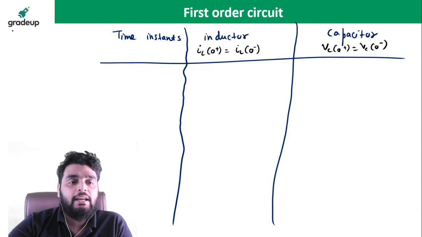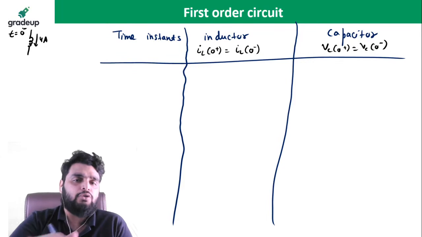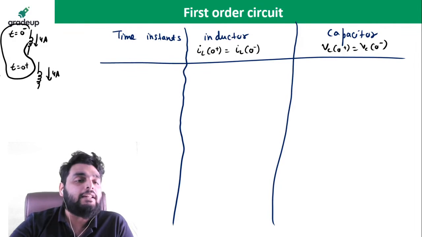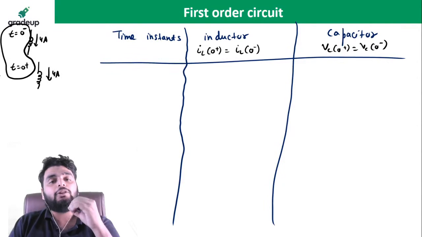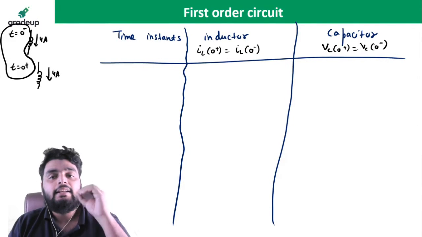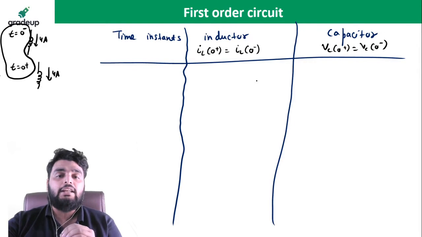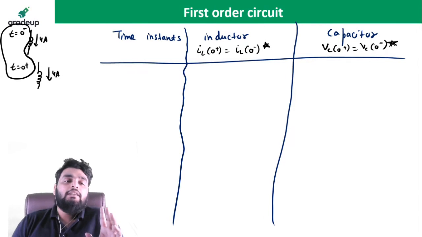For example, if at t equal to 0 minus, meaning before switching, 4 ampere current is flowing through an inductor, then at t equal to 0 plus the current through the inductor will again be 4 ampere, because the difference in time is very small. You need to remember this. This is the property of an inductor: current through it does not change instantaneously. Similarly, voltage across a capacitor does not change instantaneously. These two are very important points, and almost every question uses these two results.